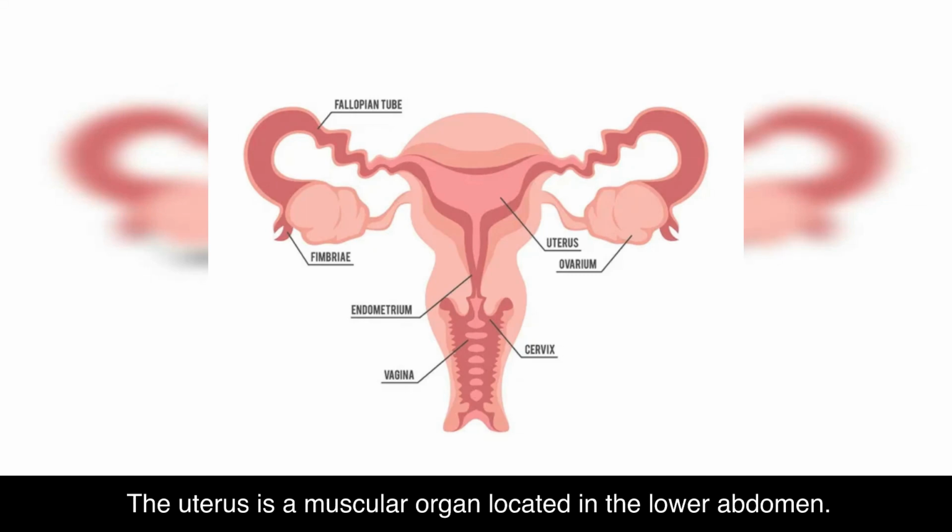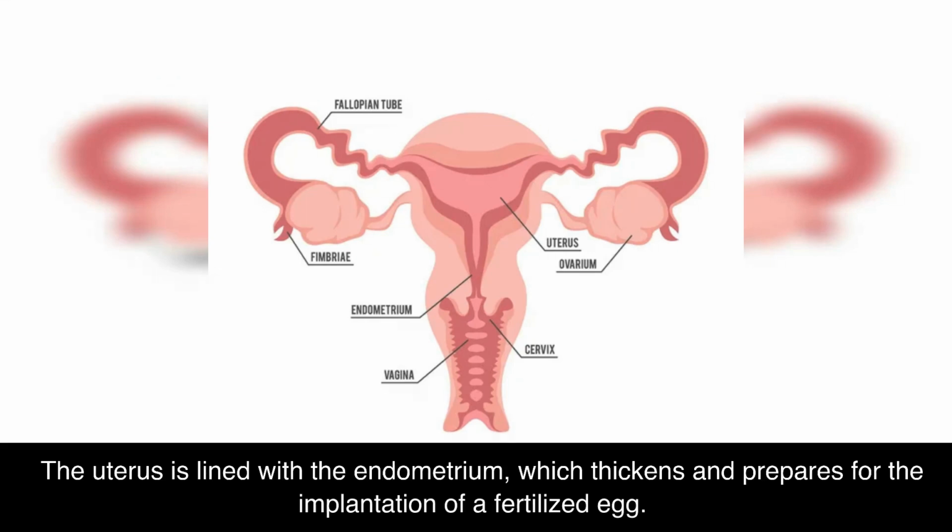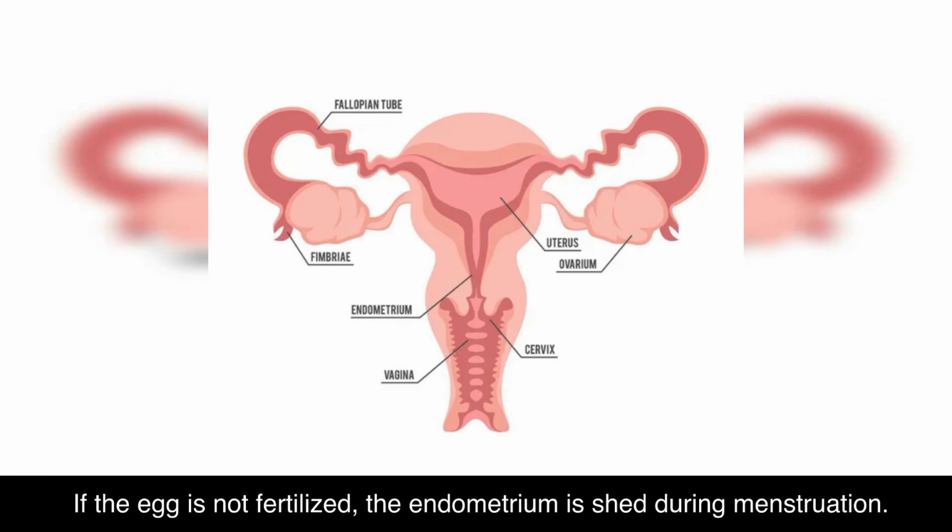The uterus is a muscular organ located in the lower abdomen. It is responsible for supporting the growth and development of a fetus during pregnancy. The uterus is lined with the endometrium, which thickens and prepares for the implantation of a fertilized egg. If the egg is not fertilized, the endometrium is shed during menstruation.